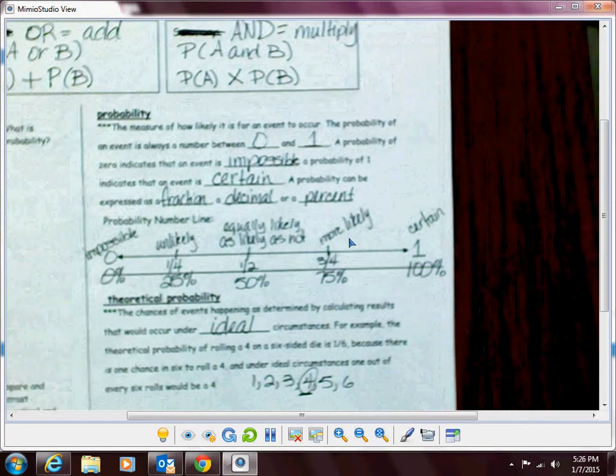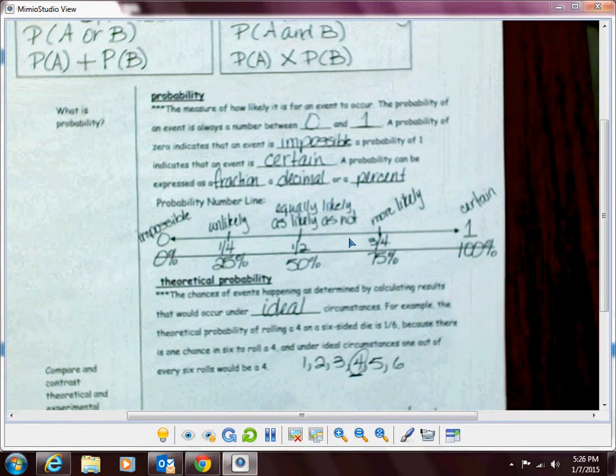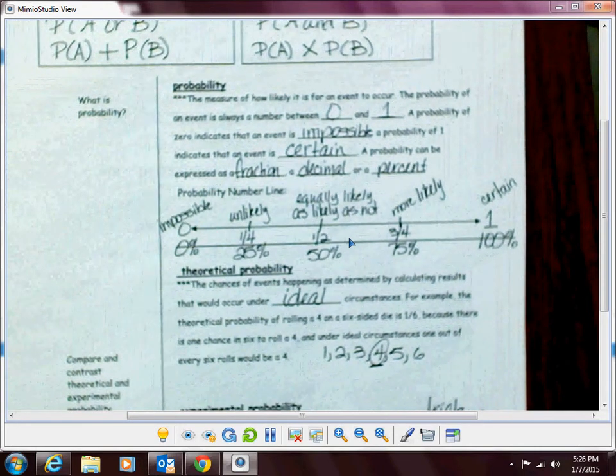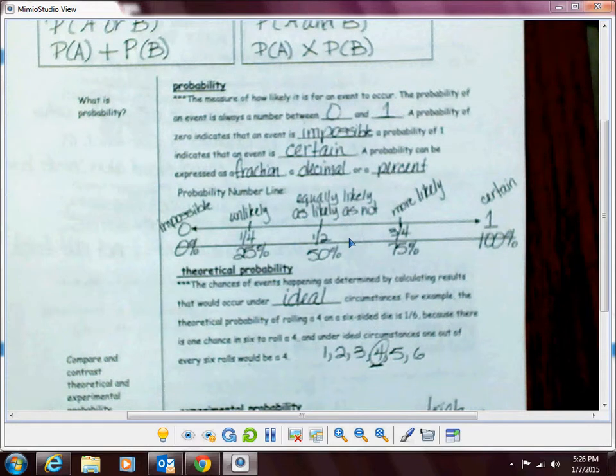The next part is the number line. If it's 0, it's impossible. If it's 50% or half, it's equally likely. If it's one whole, that means 100%, which means it's certain to happen. And then you have your little benchmarks in between there. So the numbers can be anywhere between 0 to 1, or anywhere between 0% to 100%.